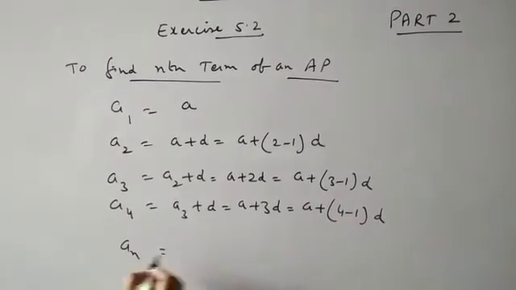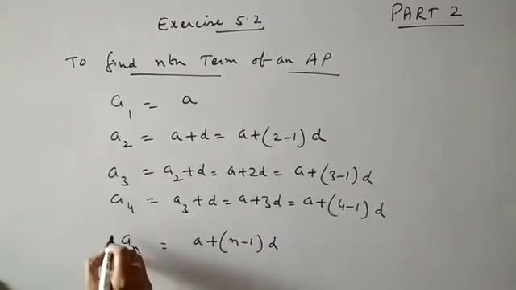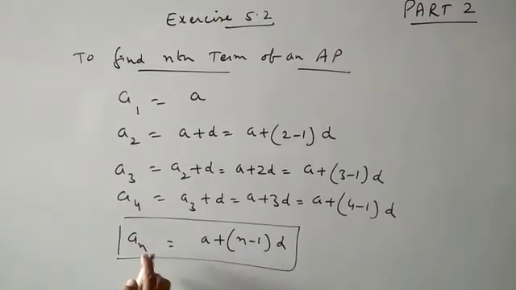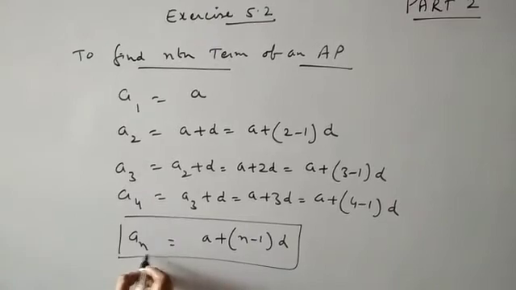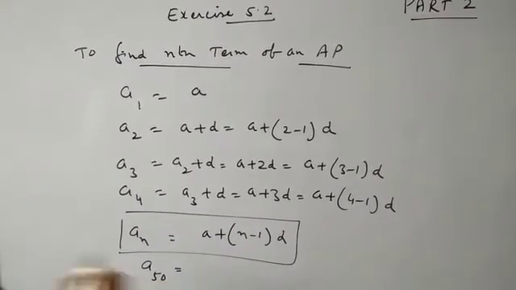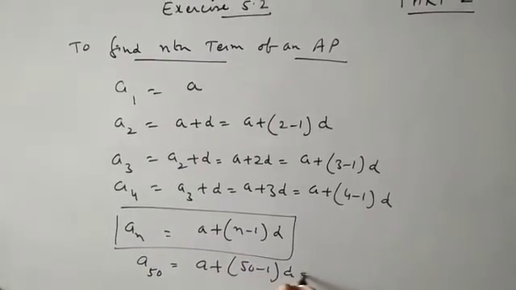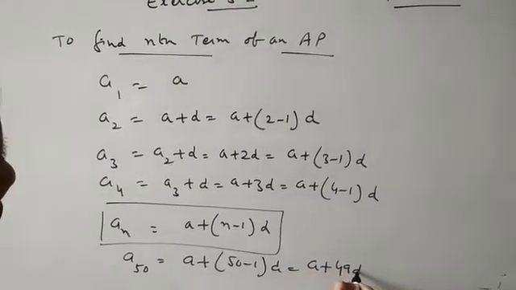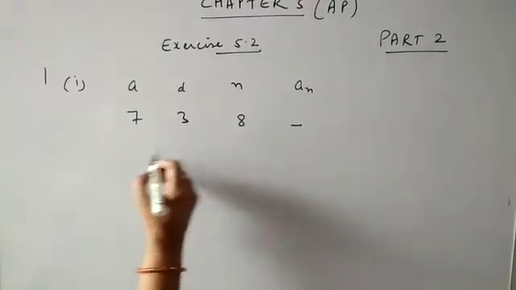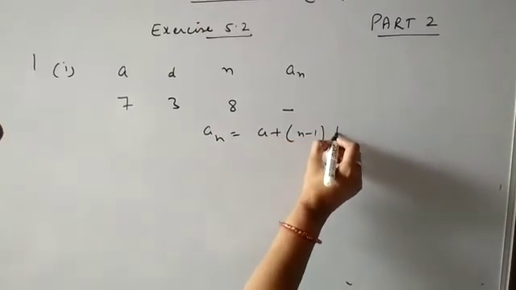In the same way, if I want to find the nth term, it will be A plus n minus 1 into D. This is the general form to find any unknown term, nth term, A plus n minus 1 into D. Suppose I want to find the 50th term of an AP, it will be 50 minus 1 into D, that is A plus 49D. So we have discussed the general form of an AP, A plus n minus 1 into D.